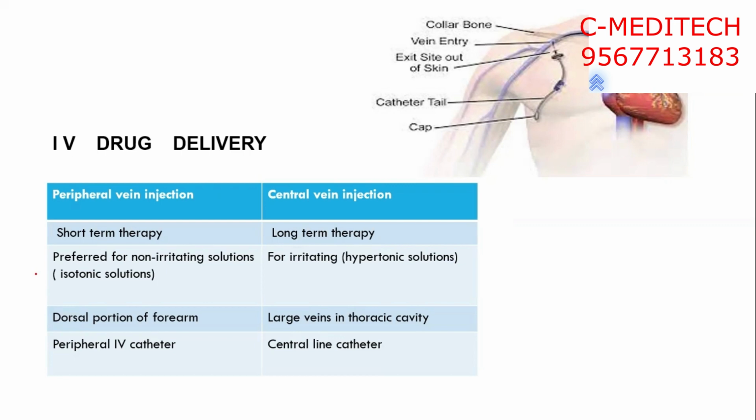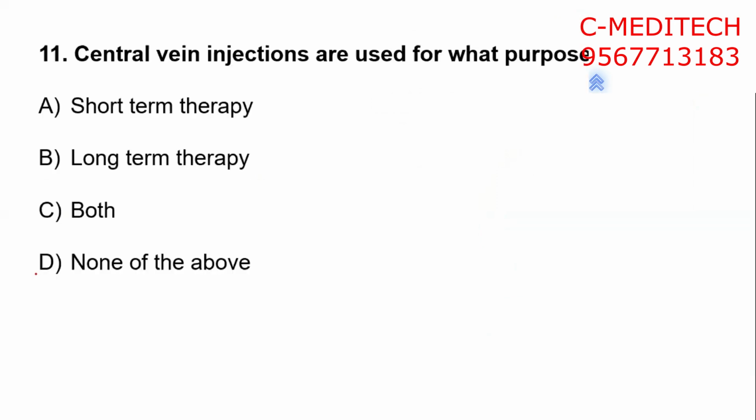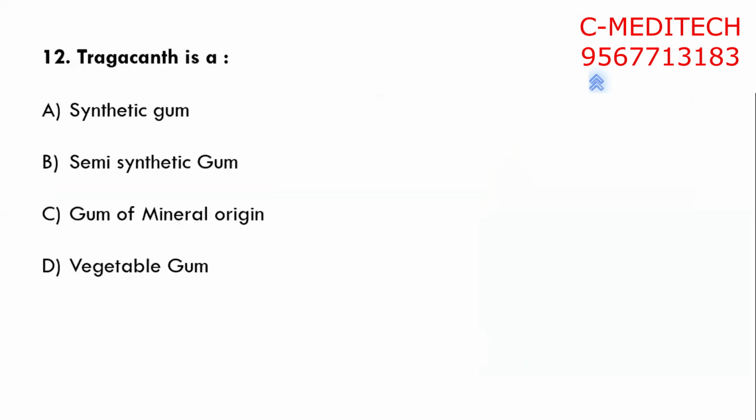Here we use large veins from the thoracic cavity, and in peripheral vein injection, we use the dorsal portion of the forearm. Here we can use a peripheral IV catheter, and in the case of central vein injection, we can use a central line catheter. So now coming back to the question, central vein injections are used for what purpose? That is long-term therapy. Option B is the right answer.